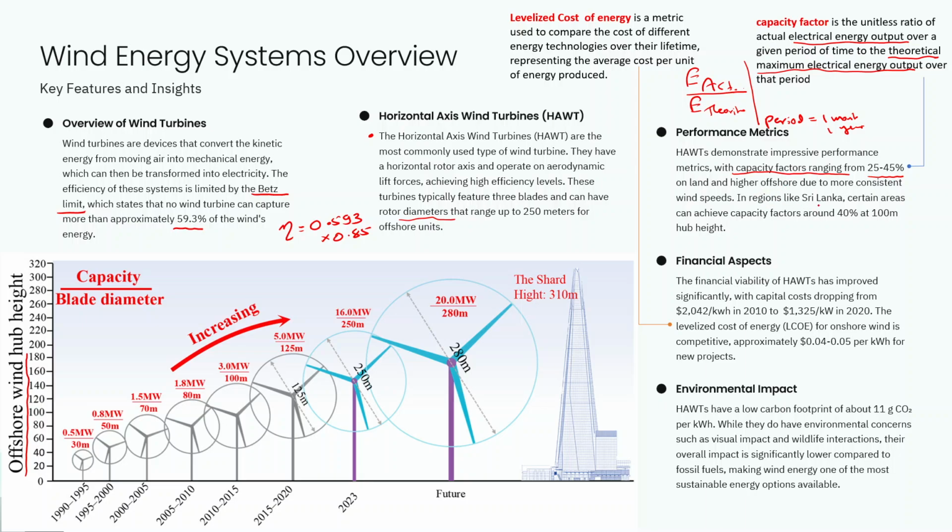In regions like Sri Lanka, in certain areas like Mannar, you have the Mannar wind farm, where you can achieve a capacity factor of around 40% at a 100-meter hub height. The hub height is basically the height to the hub of a wind turbine. You might have heard about these technical things before, but in this course we are focusing on the performance analysis, so please keep that in mind as well.